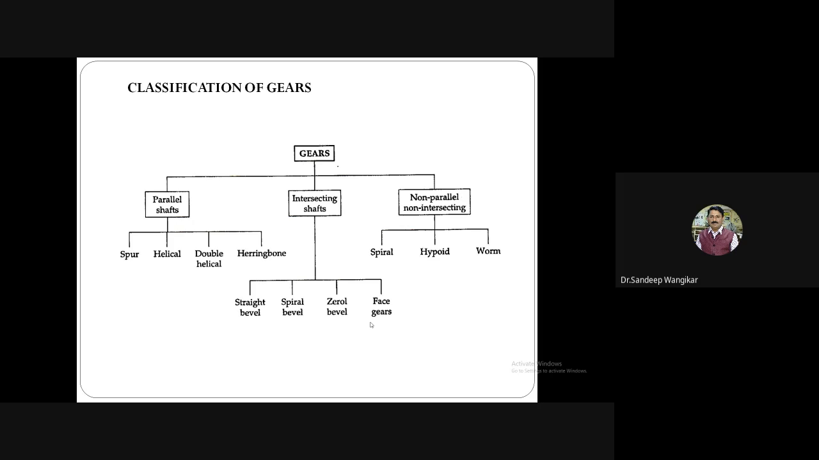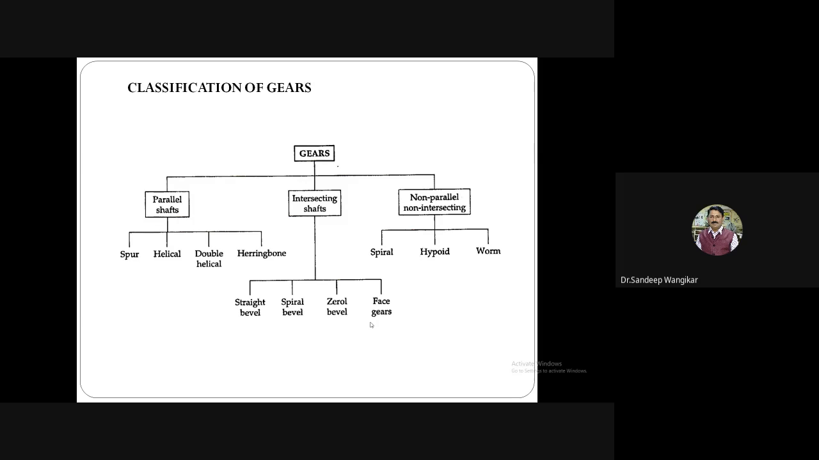Classification of gears. Gears are classified as parallel shaft, intersecting shaft, and non-parallel non-intersecting shaft. Parallel shaft: spur gear, helical gear, double helical gear, herringbone gear. In a spur gear, the teeth are cut parallel to the shaft. In a helical gear, the teeth are cut at an angle, called the helix angle, to the axis of the shaft. A double helical gear is formed when two identical helical gears are attached back to back with opposite hand of helix. I will show you the figure also. Double helical and herringbone are similar types of gears.